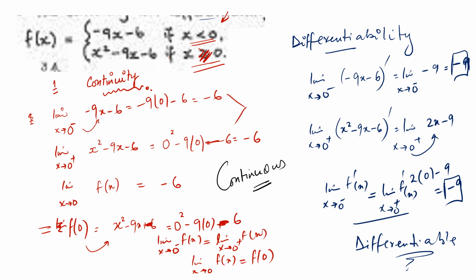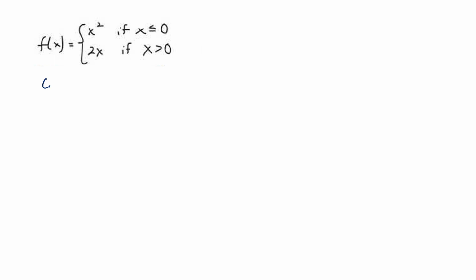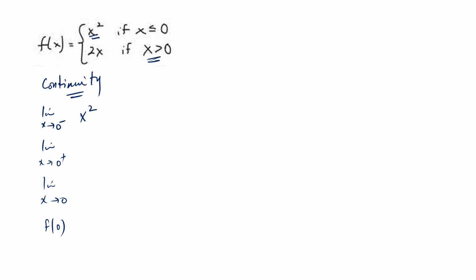Practice one more example. First of all, we will do the test of continuity. Take the limit as x approaches 0 from the left side, from the right side, and from both sides, and f of 0. From the left side means x is less than 0, so it means the first equation. Right side means x is greater than 0, that means 2x. From both sides, we always write f of x. F of 0 means the equal sign. So you can see that on the first equation, there is the equal sign.